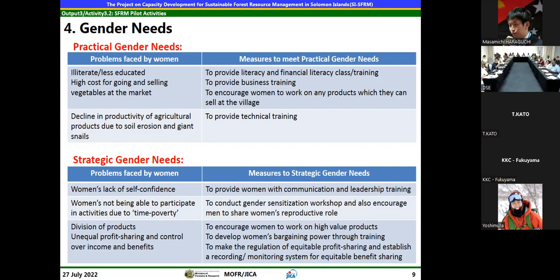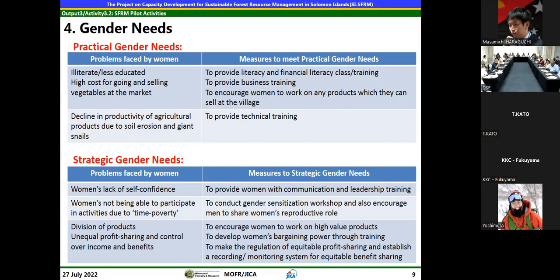Also, one other thing is the community members' income. This time, some have already much, so it is also impacting how they can earn income. And also try to provide technical trainings for some areas to do with soil erosion.